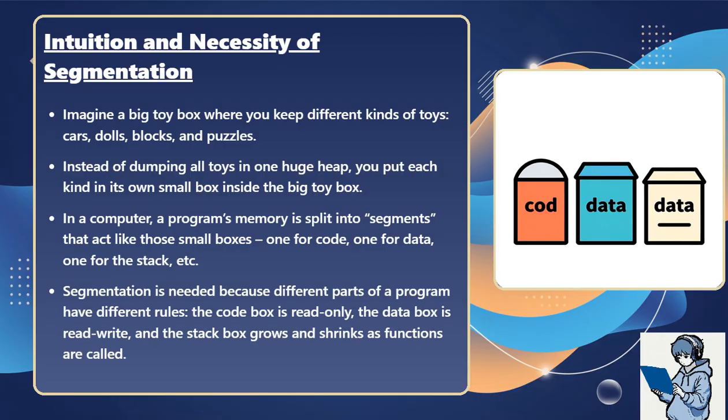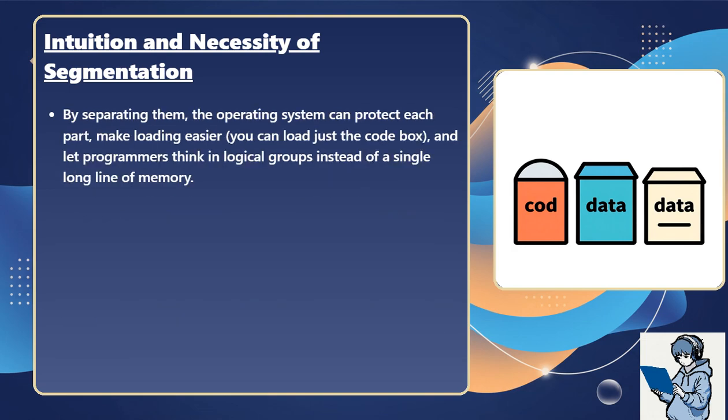Segmentation is needed because different parts of a program have different rules. The code box is read-only, the data box is read-write, and the stack box grows and shrinks as functions are called. By separating them, the operating system can protect each part and make loading easier. You can load just the code box, and let programmers think in logical groups, instead of a single long line of memory.